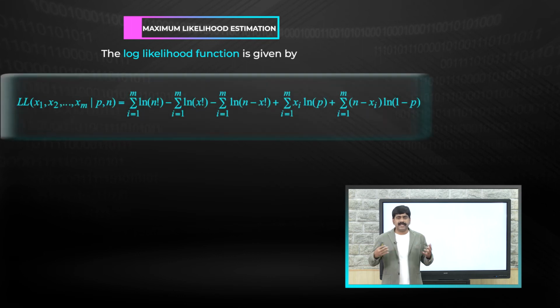Now, we can take the log transformation of this function. When we take this, we get this summation. So, this is the log likelihood function, and we have to take the derivative of this log likelihood function with respect to p and equate that to 0.